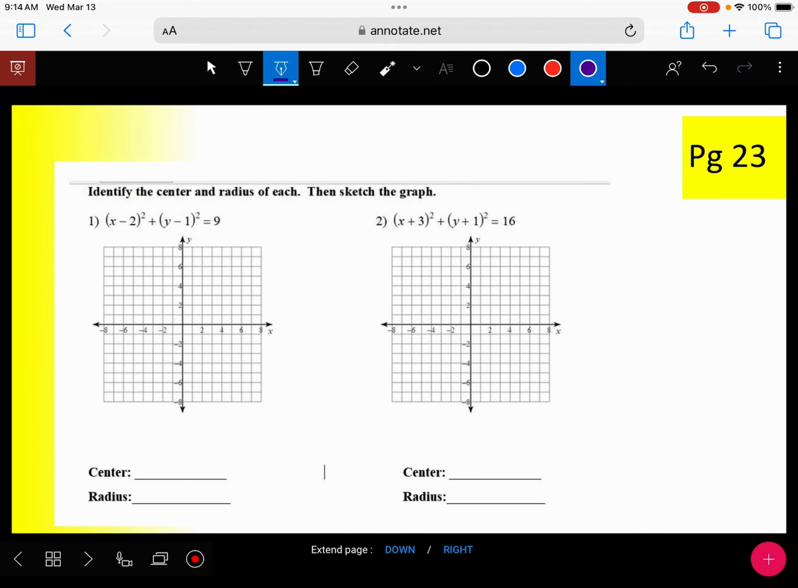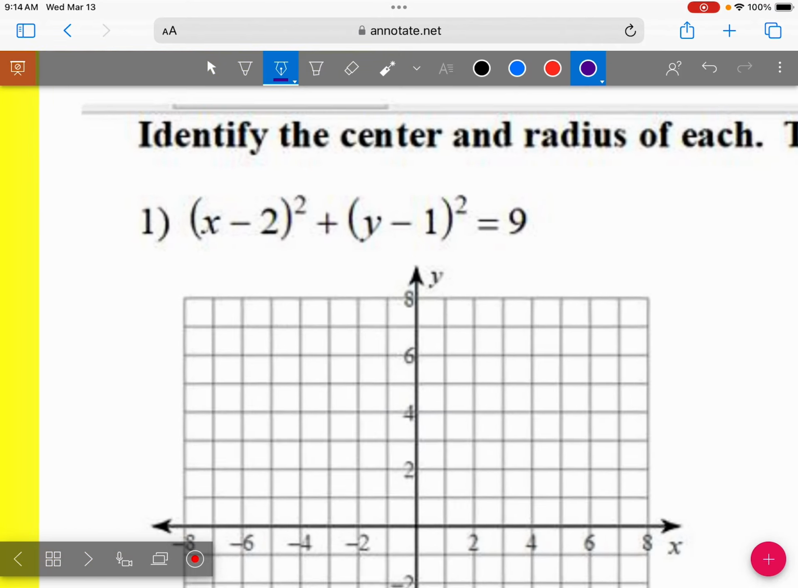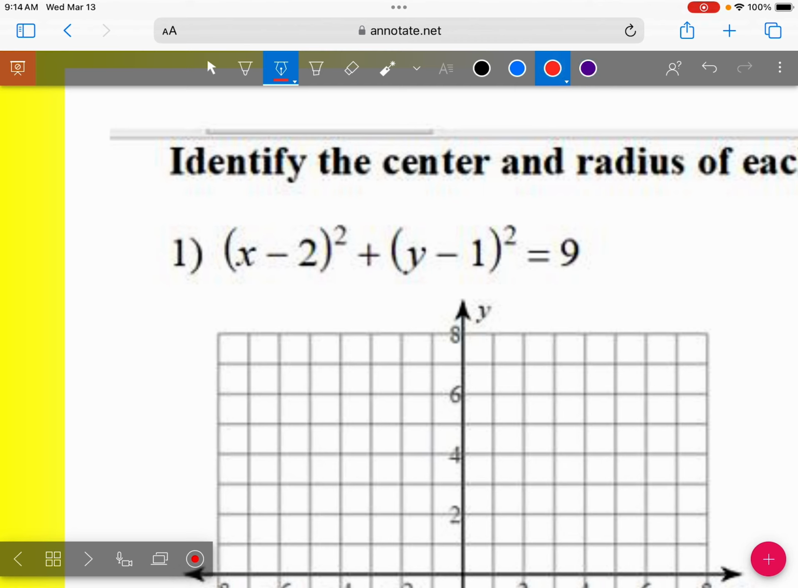So let's start by graphing a couple circles. So let me zoom in here. This is H and K, and this is R squared. Now you always flip the sign.